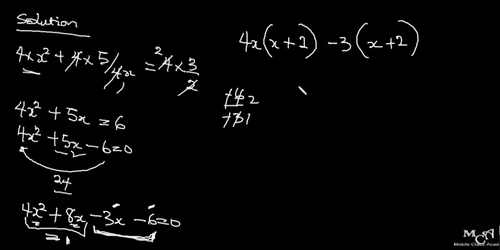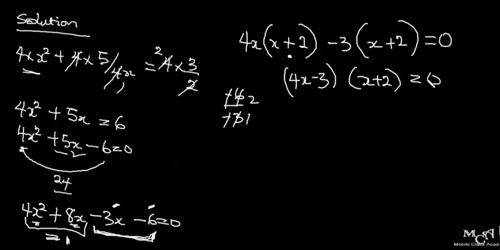Now, let's continue. We have 4x, and we have minus 3 outside, so we have 4x minus 3. We group them together. From here, we have x plus 2, x plus 2, so we just pick one, x plus 2. Remember, we are equating our equation to 0. So at this point, we are going to have 4x minus 3 equals 0, or x plus 2 equals 0.